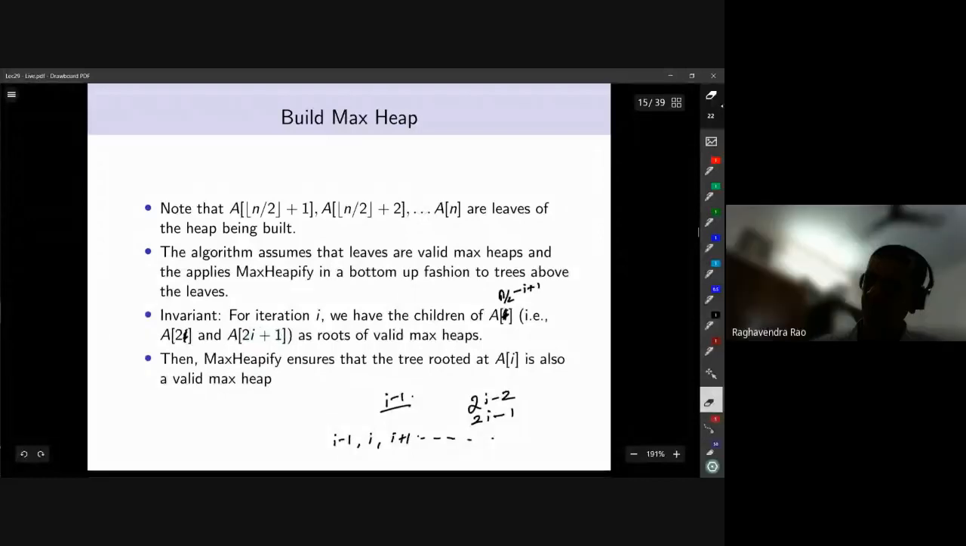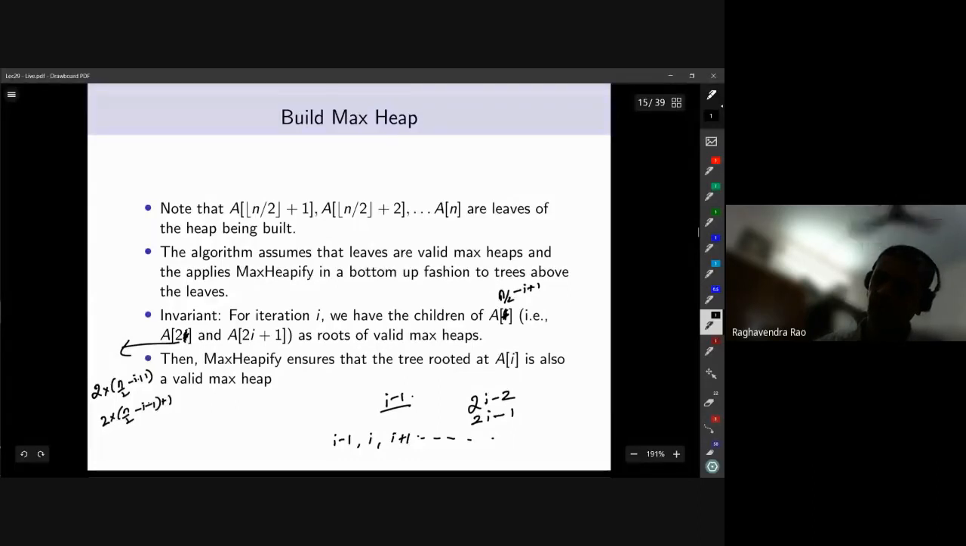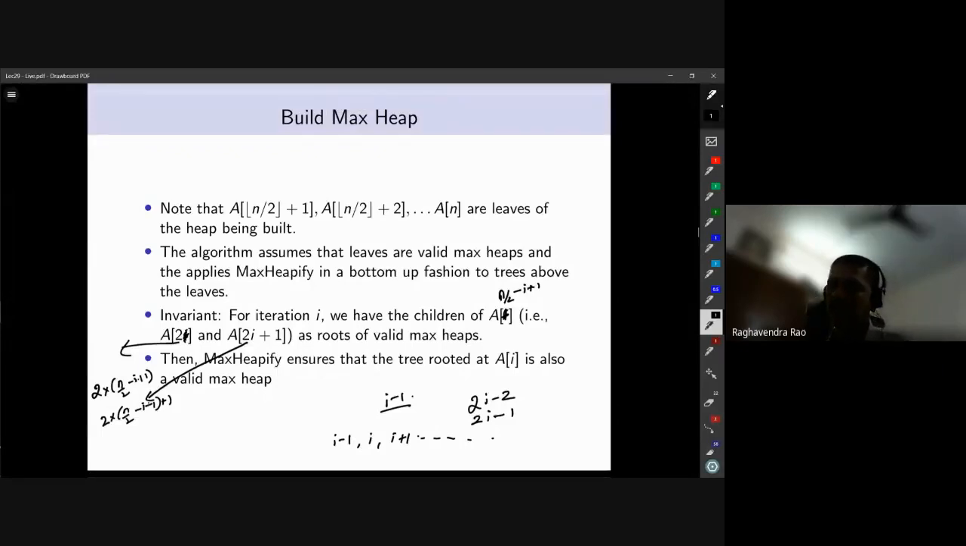Yes, sir. Yeah, so this was not precise indexing. The index should be A of n by 2 minus I plus 1, 2 into that. 2 into n by 2 minus I plus 1, 2 into n by 2 minus I plus 1 plus 1. Okay. Yeah, sorry. So with A of I, it will feel like iteration 1 is A1. No, that is not correct.